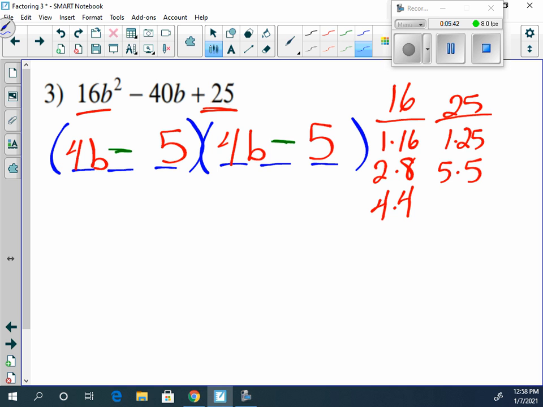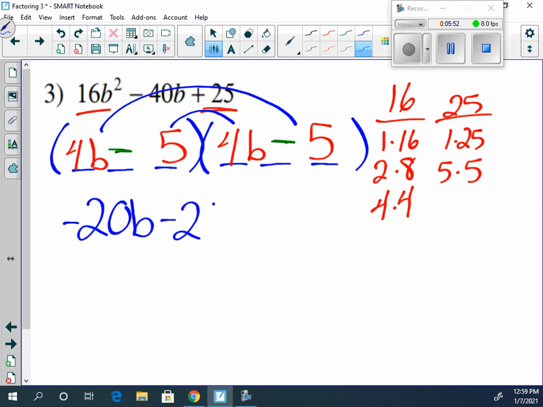And lastly, we can check this here. Well, 4b times negative 5 will be negative 20b. Negative 5 times 4b will be negative 20b, which gives us negative 40b. And this works. Now, it's a little bit helpful because, again, these are special factors, so it's going to work out this way. But again, we always need to check and make sure that this works out.